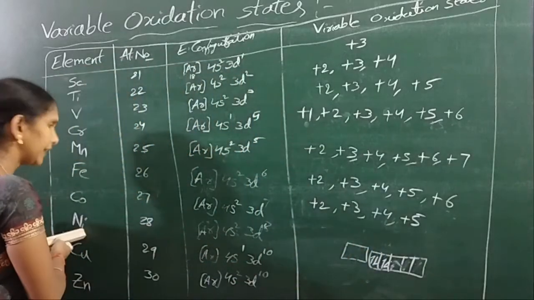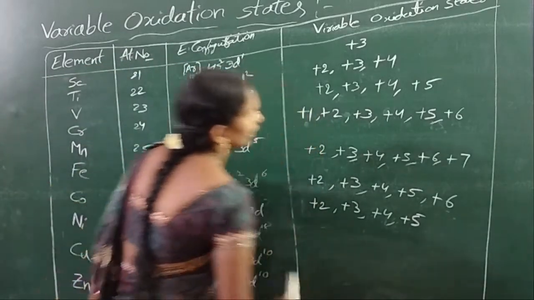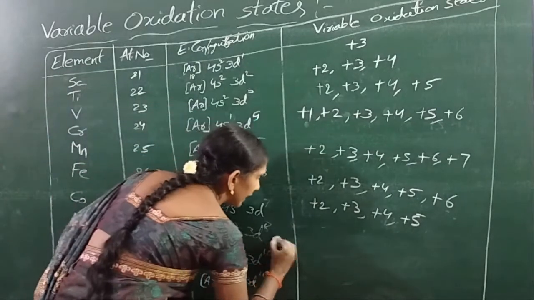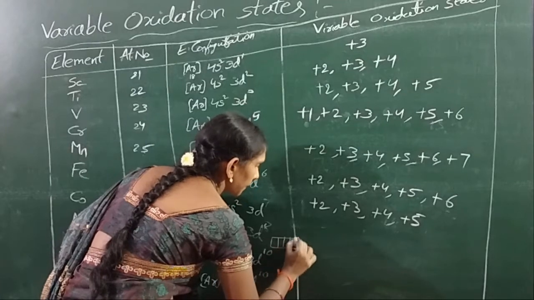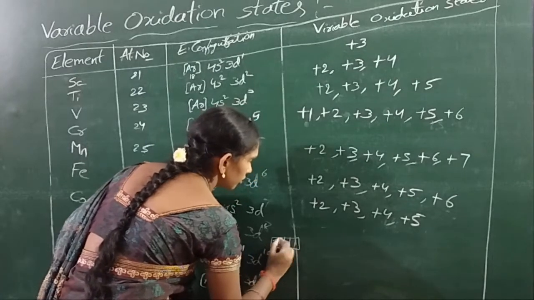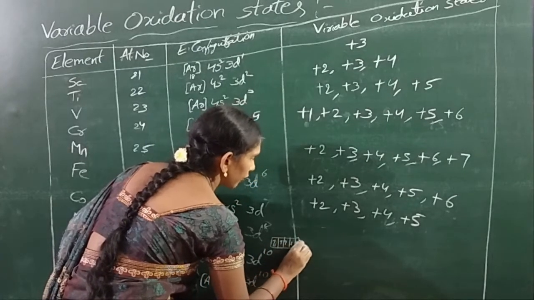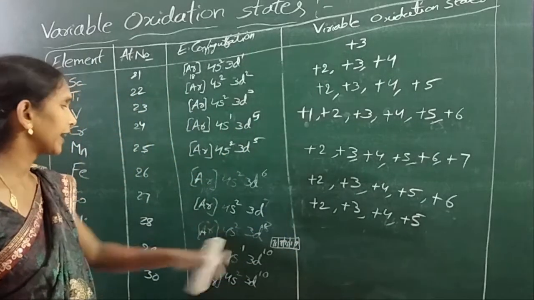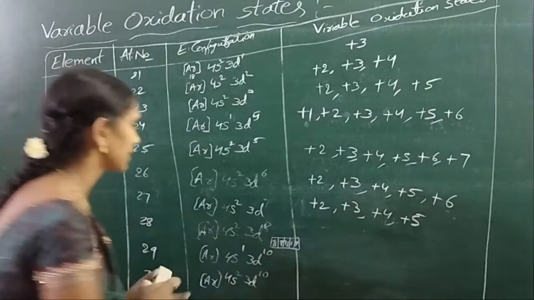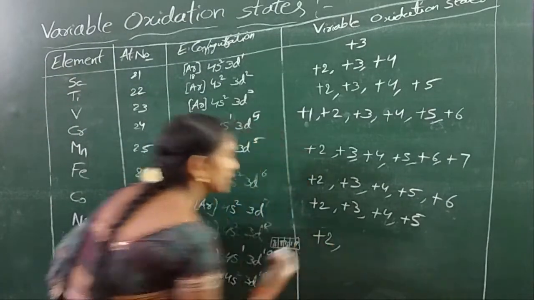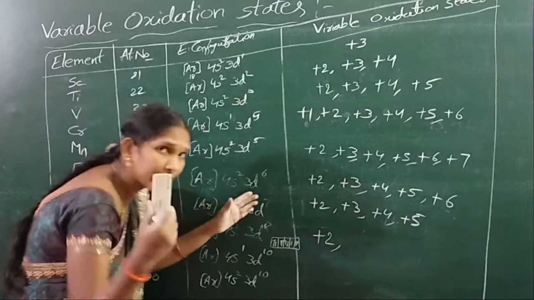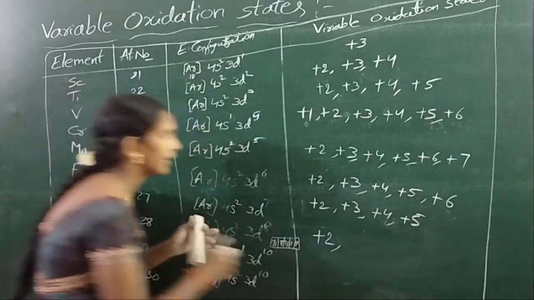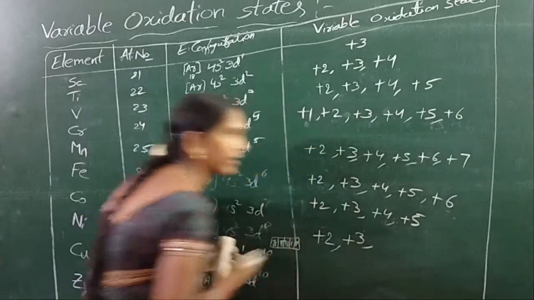Okay, and then nickel electronic configuration is 4s2 3d8. 1, 2, 3, 4, 5, 6, 7, 8. Okay, I can remove 2 electrons from S, then there exists +2 oxidation state. Okay, and then I can remove 1 electron from D, then there exists +3 oxidation state.